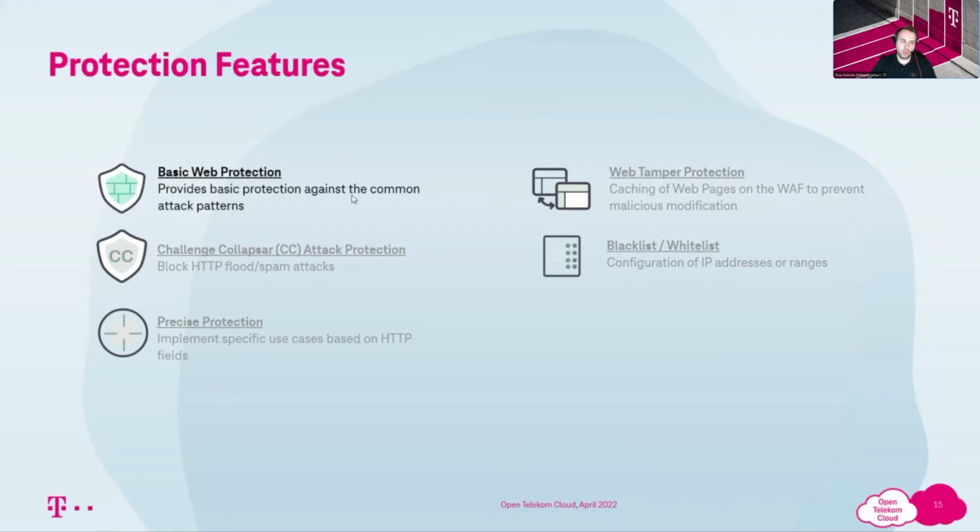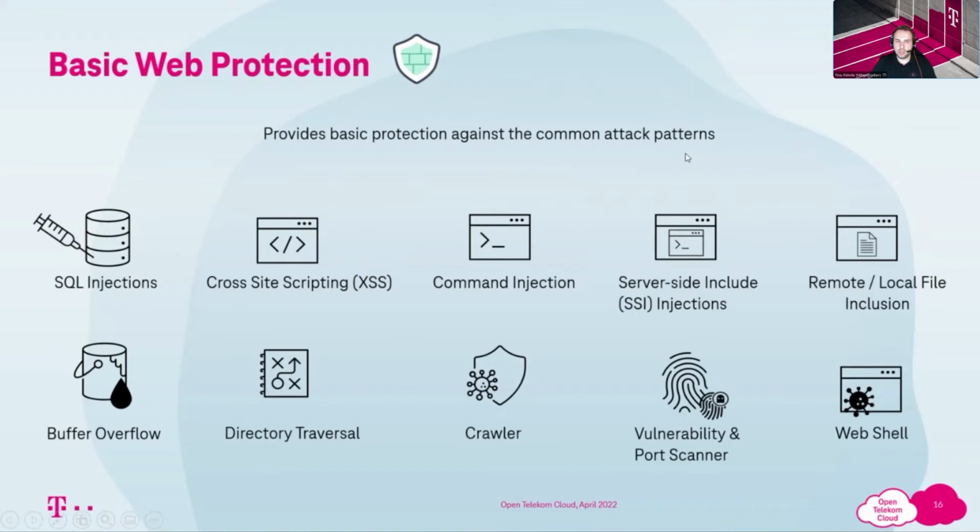Let me just briefly talk about the basic web protection. The basic web protection is a basic rule set of protection rules, which are summarized together as these are the most common attack patterns which are happening. Therefore, these kinds of attacks are included. I will not explain every attack in detail, because this would take a lot of time. I will just show the most common ones, which are included in the basic web protection and which will be handled by the Web Application Firewall.